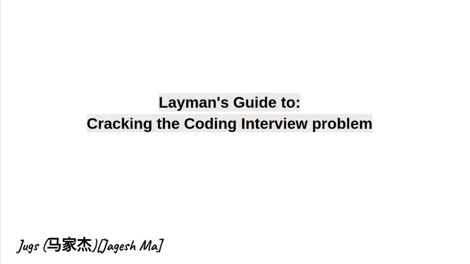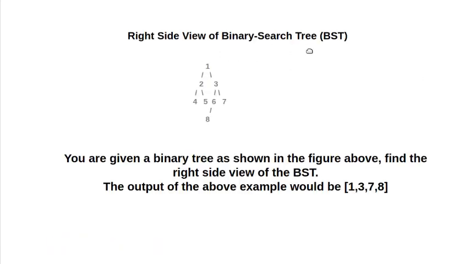And today we'll be tackling one of the tree problems. So this is our tree. It's a binary search tree and we have a root node, and a left and a right node. In a binary tree, all of them have a left and a right node. So the problem is, you are given a binary tree as shown in the figure above. Find the right side view of the BST. The output of the above would be 1, 3, 7, and 8.